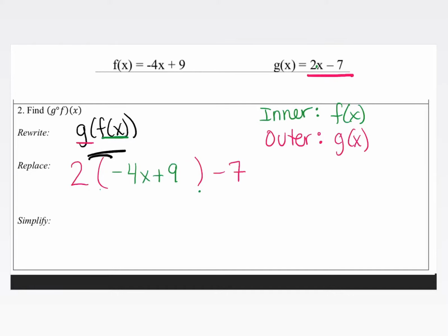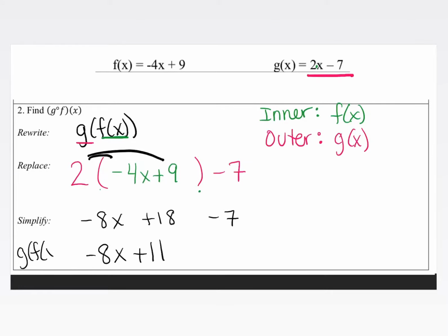Now we're going to distribute and simplify. So 2 times negative 4x gives us negative 8x. 2 times 9 gives us positive 18. Bring down that minus 7. When we combine our like terms, we get negative 8x plus 11. So in other words, g of f of x equals negative 8x plus 11.